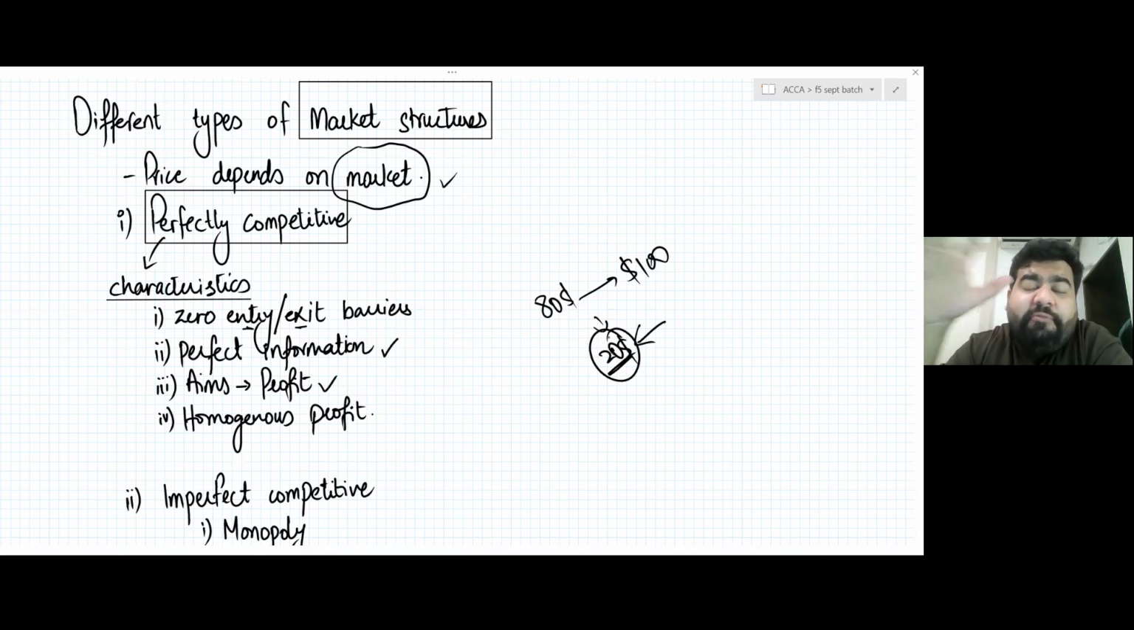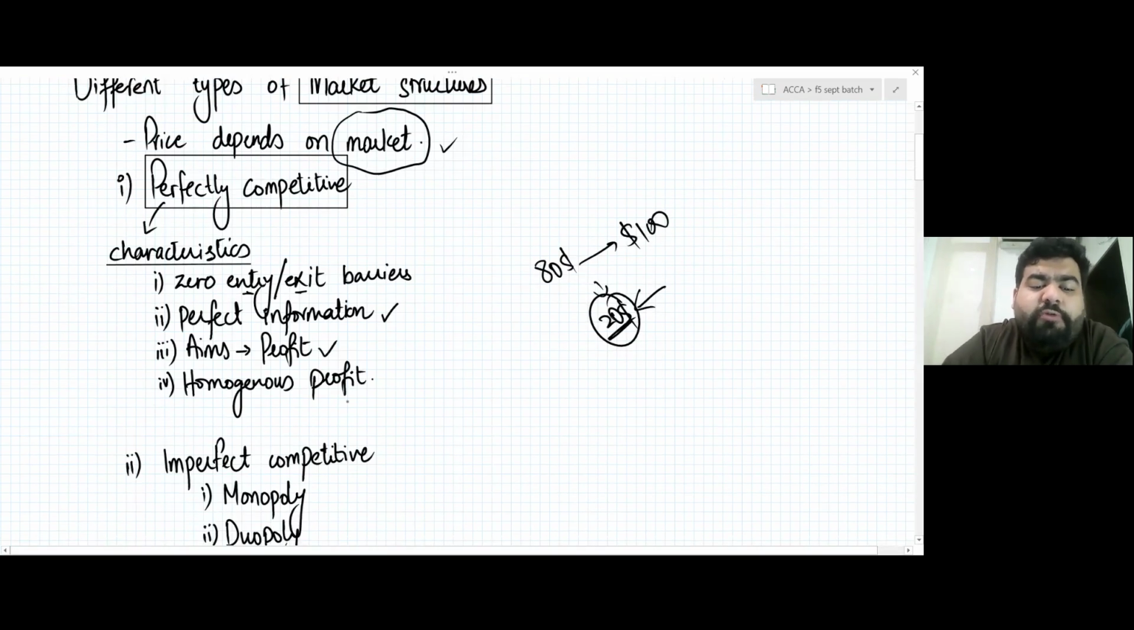Because obviously in a perfectly competitive market, everyone is selling and everyone is earning profit. So you aim just to earn the profit, not to be the leader of the market. You can't be the leader in that market. After that, homogeneous profit means on every unit of the product you get the fixed profit, almost fixed homogeneous profit.